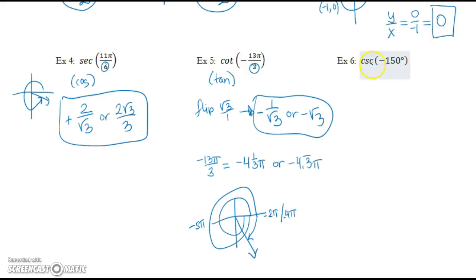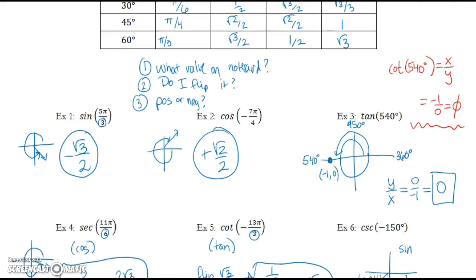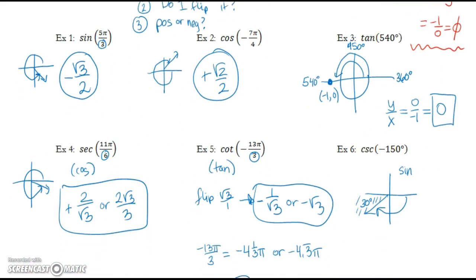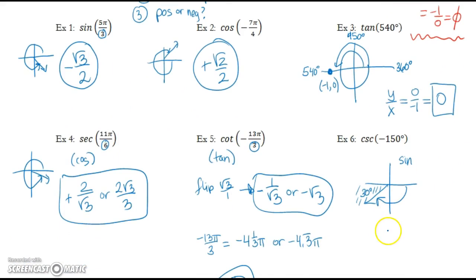Finally, our last example is cosecant of negative 150. Let's sketch that, and you can see that it's in quadrant 3, and the reference angle here is 30 degrees. That's the size of the angle, how far it is from the x-axis. So we're looking in the sine column, because cosecant is the reciprocal of sine, and we're looking in the 30 row. Sine of 30 is 1/2. The next question is, do I flip it? Since we're looking for cosecant, the reciprocal of sine, the answer is yes, we're going to flip it.